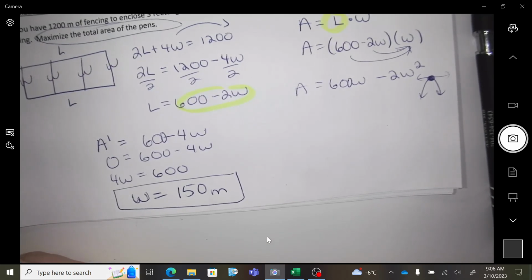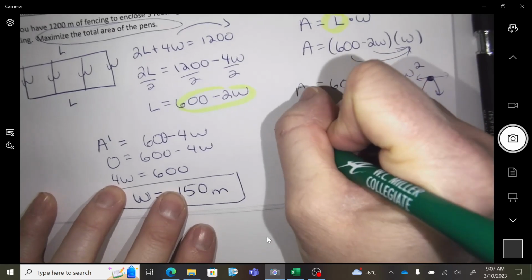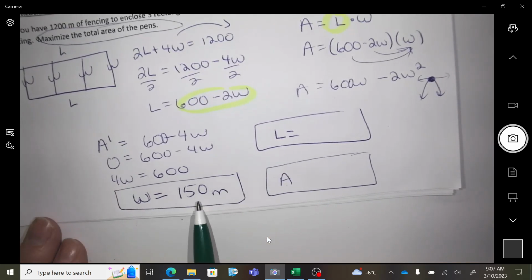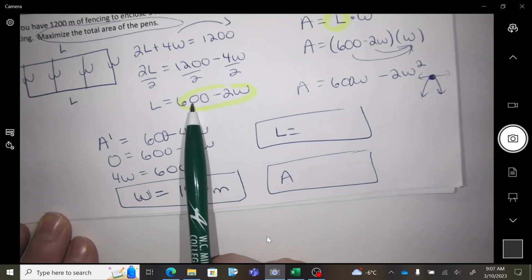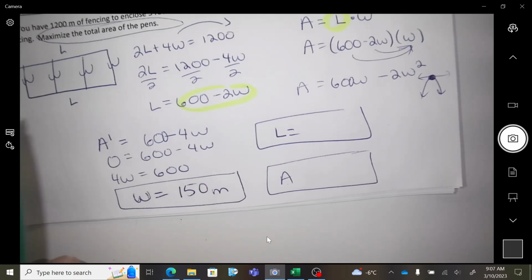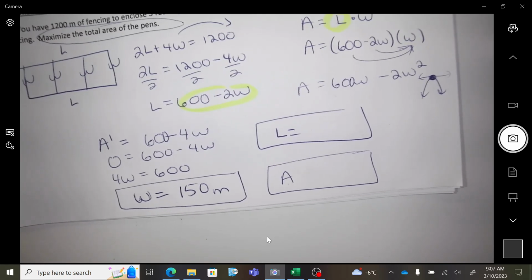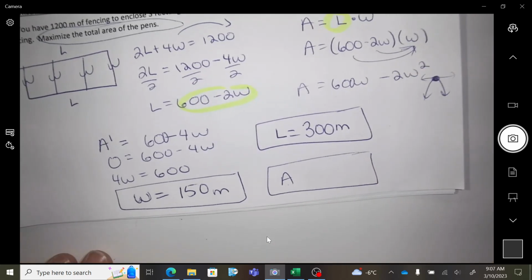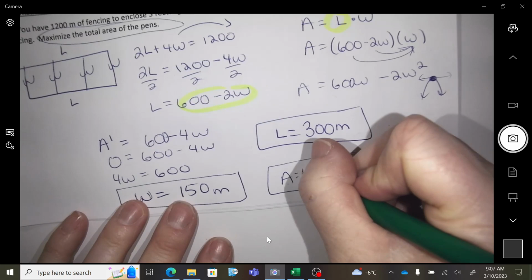Okay, not sure what I'm really asking here. Maximize the total area, so am I looking for area? Well, let's just work to give me the length, give me the area then. What is the length when the width is 150? What are you going to do? Give me this. 600 subtract 150. And then also give me the largest area.